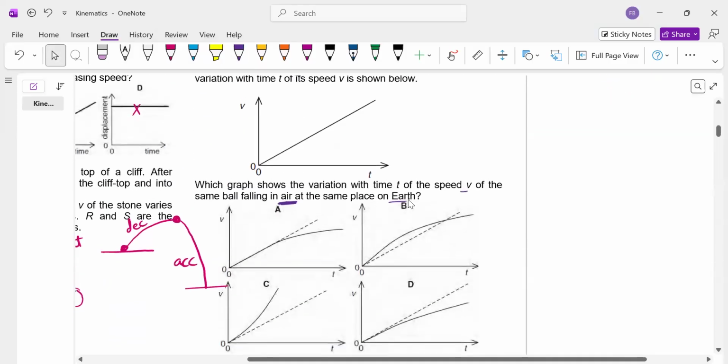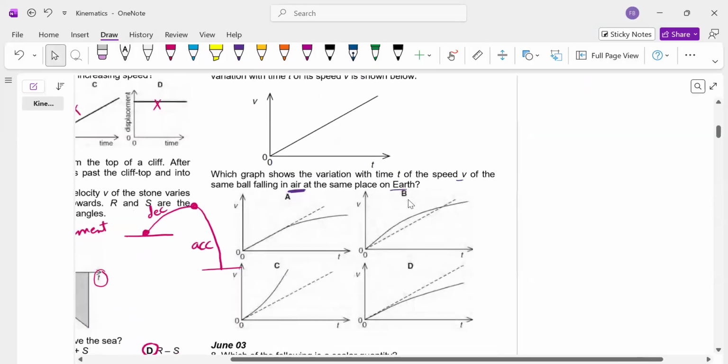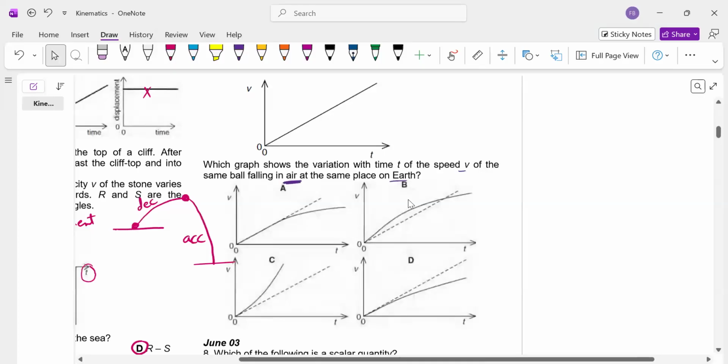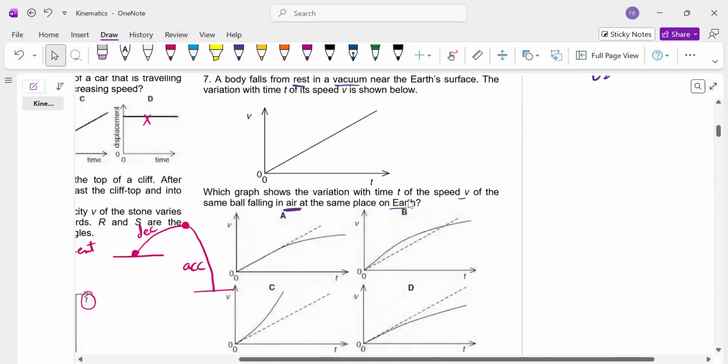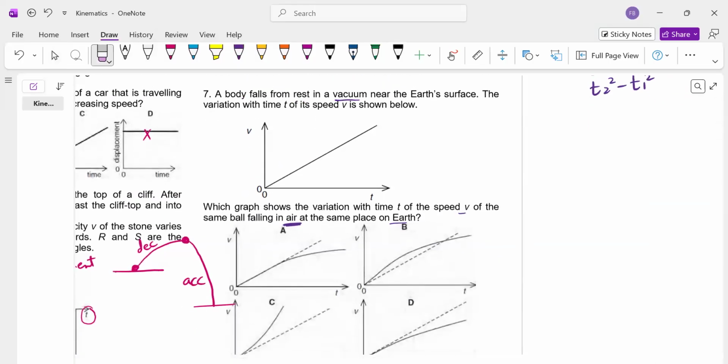Okay, so there's air resistance, which means there will be a resistance. B, I think. B or A, I think. A. No.